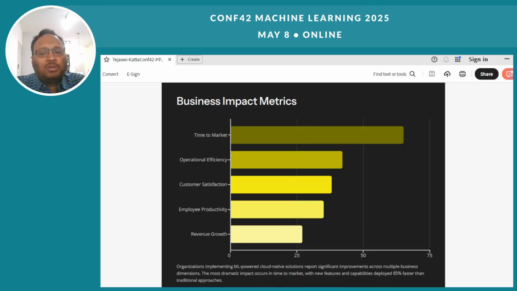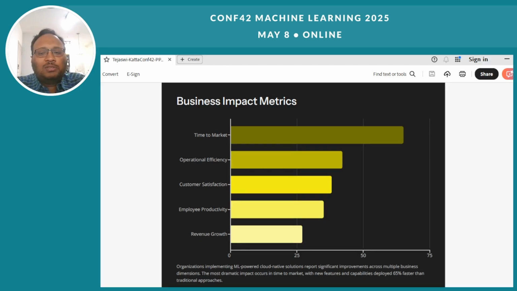So now let's look at the business impact metrics. When we measure outcomes, the gains are striking. Teams deploying ML powered cloud solutions bring new features to market 65% faster. Operational efficiency leaps forward. Customer satisfaction and employee productivity both rise. And while revenue growth improvements may appear modest in percentage terms, they translate into significant absolute gains. Leaders report around 20 to 30% higher growth versus peers relying on conventional architecture.